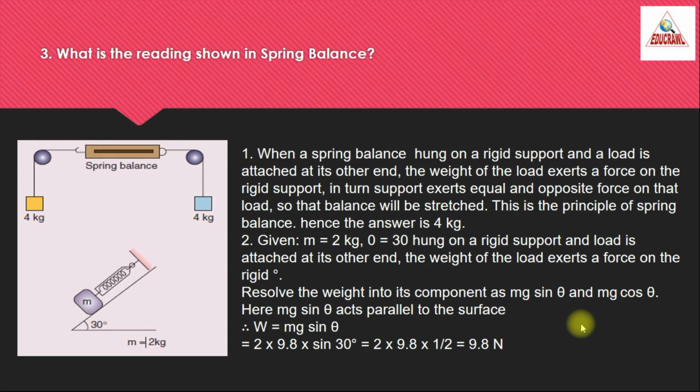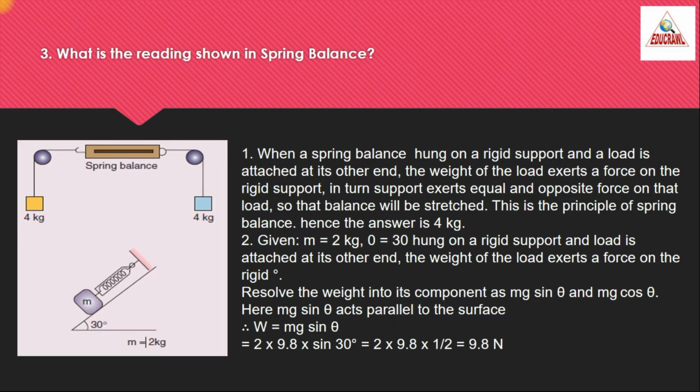The third problem is, what is the reading shown in the spring balance? First diagram. Here, when a spring balance is hung on a rigid support and a load is attached at its other end, the weight of the load exerts a force on the rigid support. In turn, the support exerts equal and opposite force on that load, so that the balance will be stretched. This is the principle of spring balance, and hence here the two sides of the spring balance are balanced by the 4 kg. Hence the reading on the spring balance will be 4 kg.